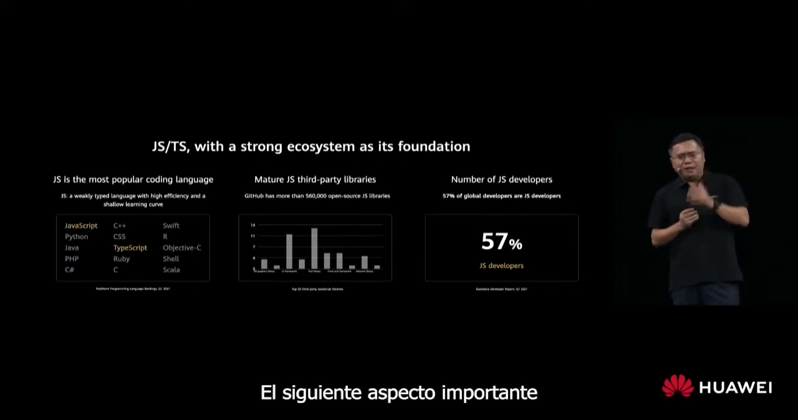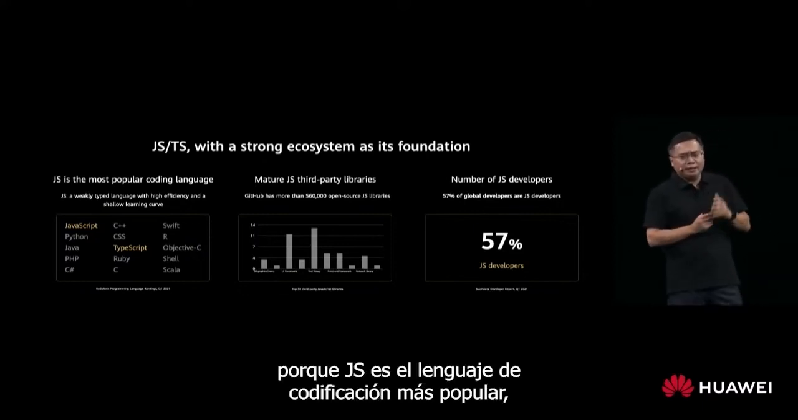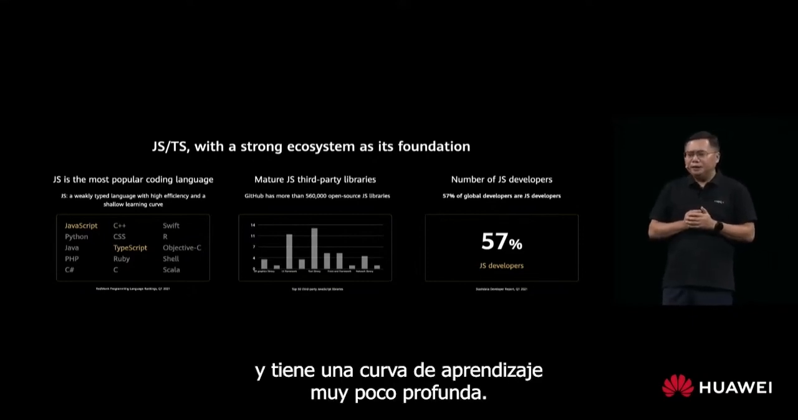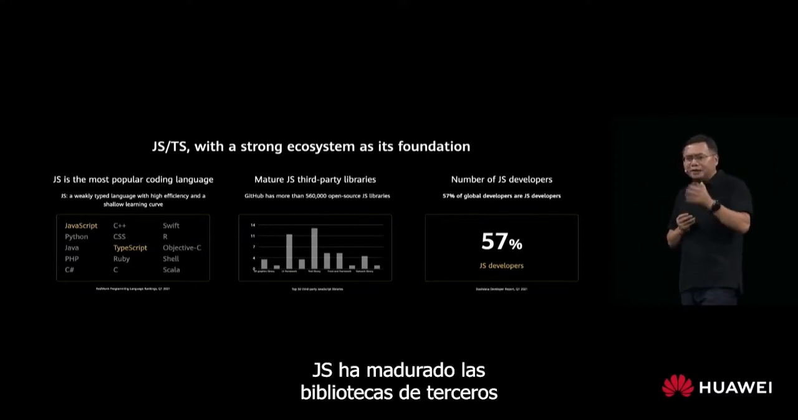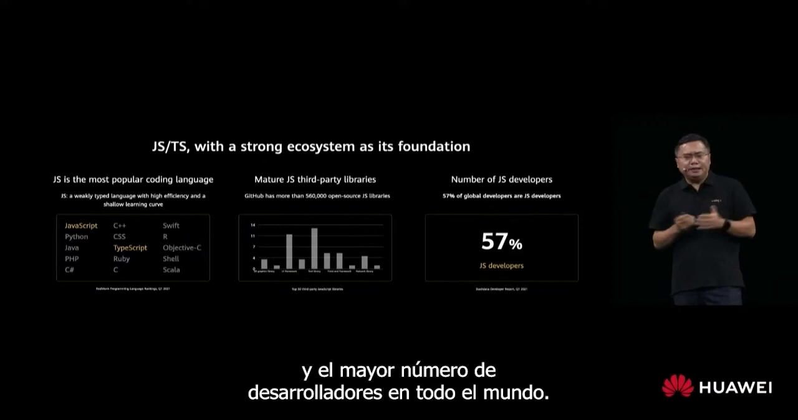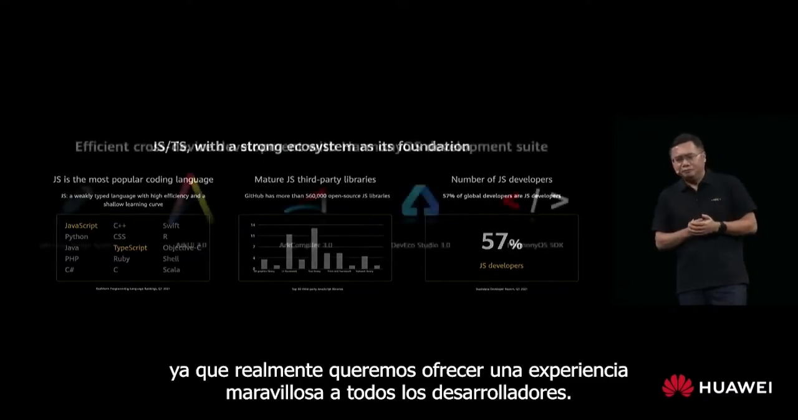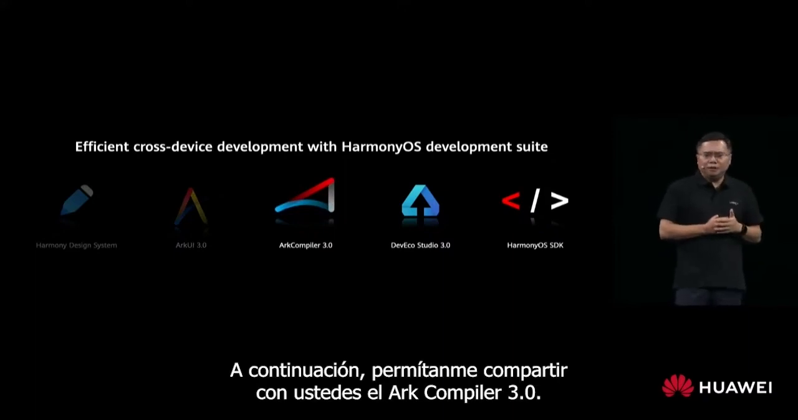The next important aspect is Arc UI supports JS and TS. Because JS is the most popular coding language, it has a very shallow learning curve. JS has mature third-party libraries and the largest number of developers around the world. That's also one of the reasons why we choose JS, because we really want to deliver a great experience to all developers. Next, let me share with you the Arc Compiler 3.0.